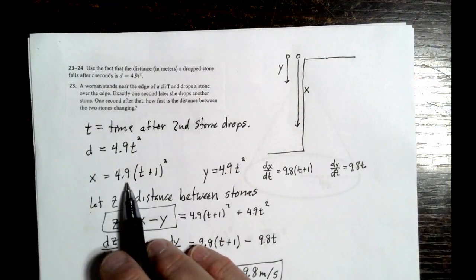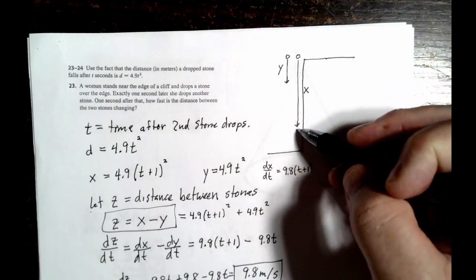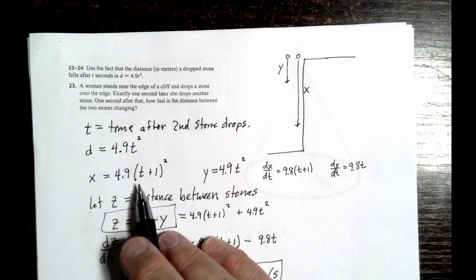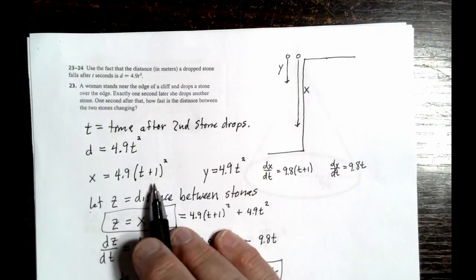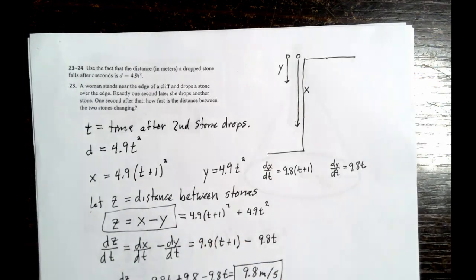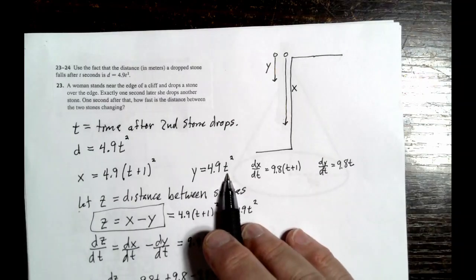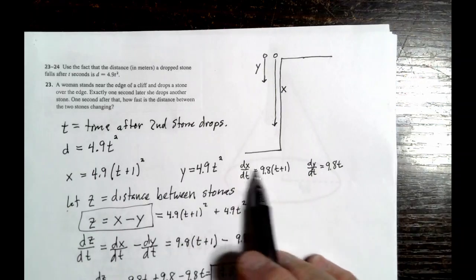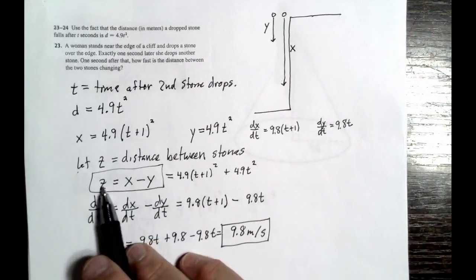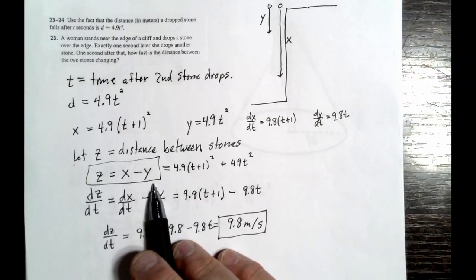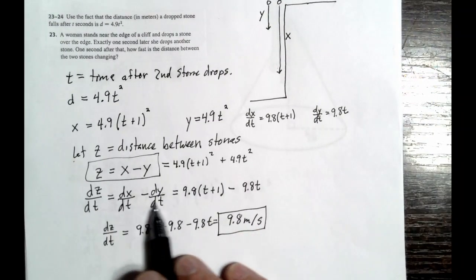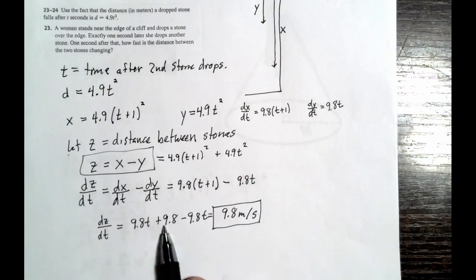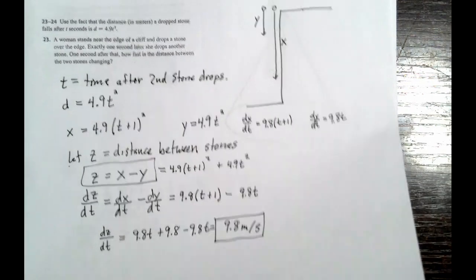And so for the first stone, you can say x is your distance here. It's 4.9 times the amount of time after the second stone is dropped, plus the 1 second that it had been falling before the second stone dropped. And the second stone is just t squared times 4.9. Now the derivatives of those is 9.8 times each one. So when we take z equals the difference in x and y, and we take the derivative, we get z prime equals 9.8 (t plus 1) minus 9.8 t. And when you subtract, your t's go completely away and your answer is just 9.8.